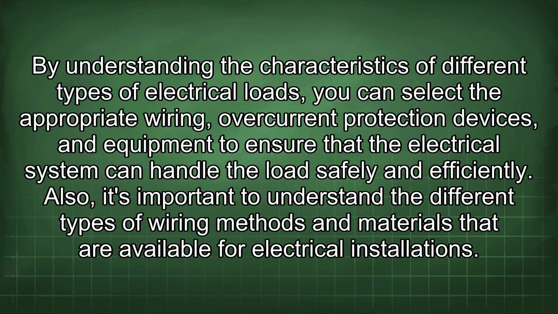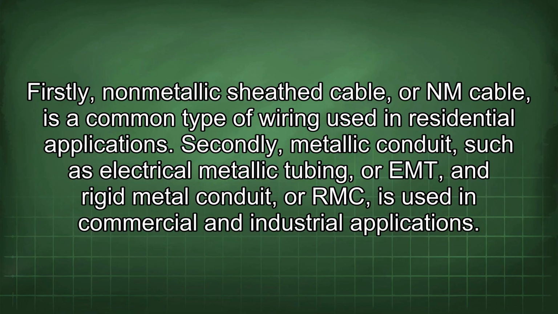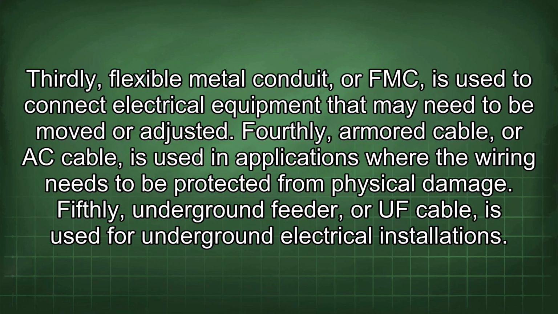Also, it's important to understand the different types of wiring methods and materials that are available for electrical installations. Firstly, non-metallic sheath cable, or NM cable, is a common type of wiring used in residential applications. Secondly, metallic conduit, such as electrical metallic tubing, or EMT, and rigid metal conduit, or RMC, is used in commercial and industrial applications. Thirdly, flexible metal conduit, or FMC, is used to connect electrical equipment that may need to be moved or adjusted.